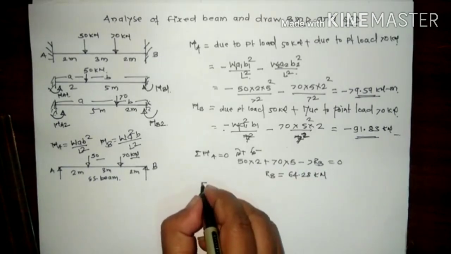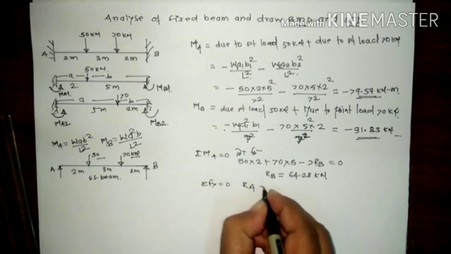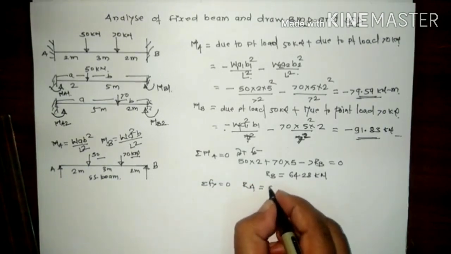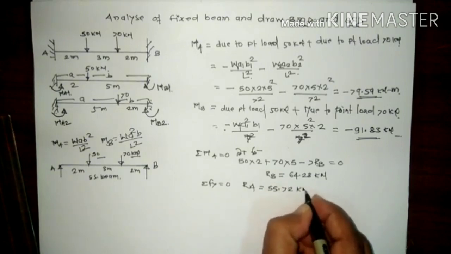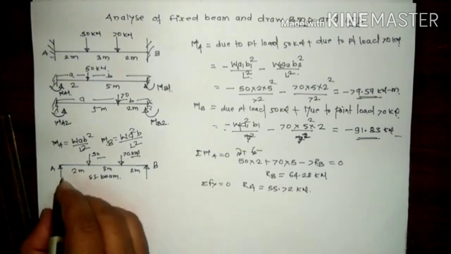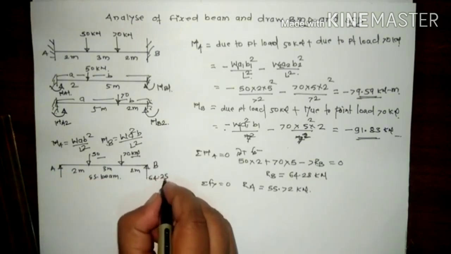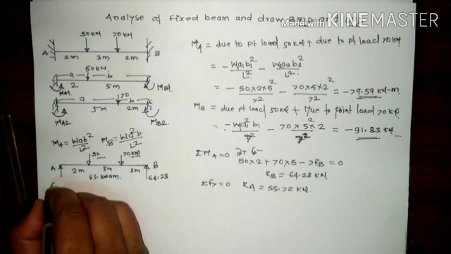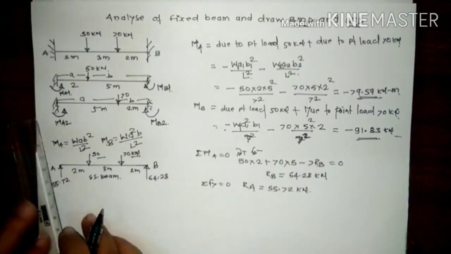Then if you apply the sigma Fy condition, we will get RA equal to 55.72 kilonewton. So we got the value of RB, which is 64.28, and RA is equal to 55.72. Now again we have to draw the free BMD.